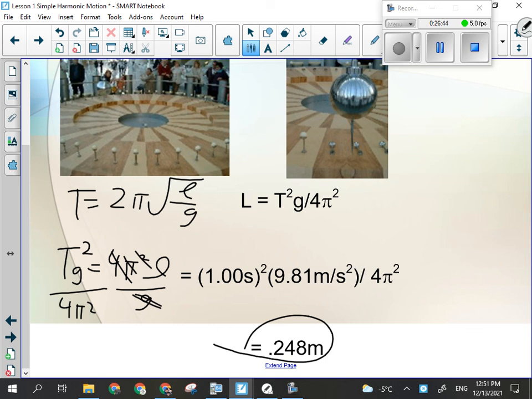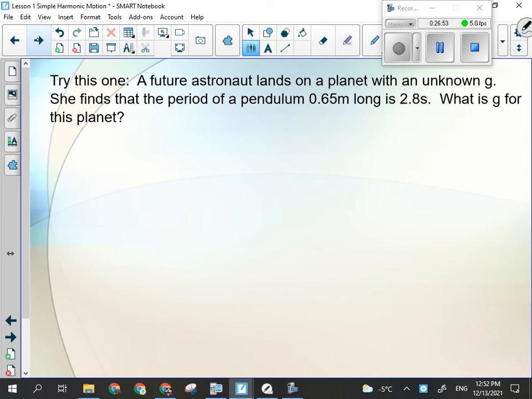All right, everybody okay with those two formulas? They're not too tough to use, right? You can just plug and solve, plug and solve. All right, try this one. Now you're solving for G. So these astronauts take this thing to a planet, and they are looking for the G on that planet.